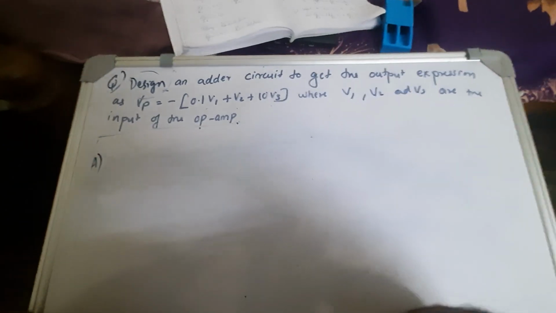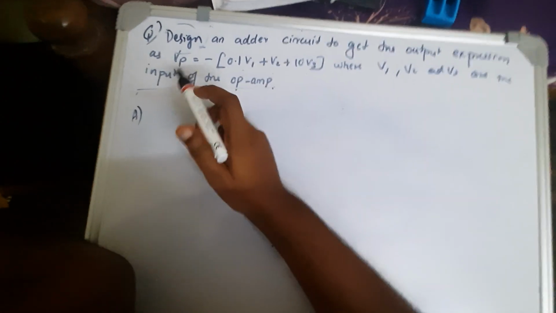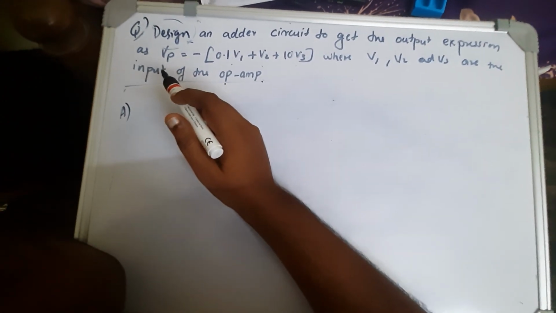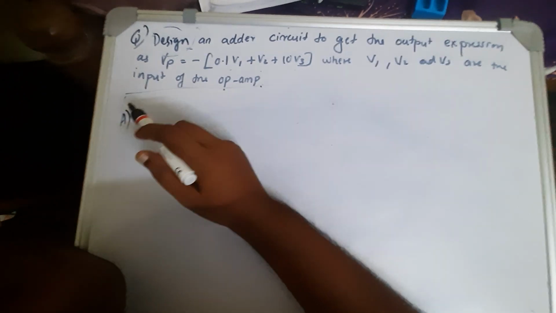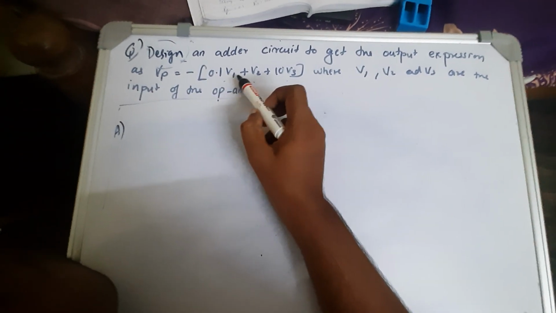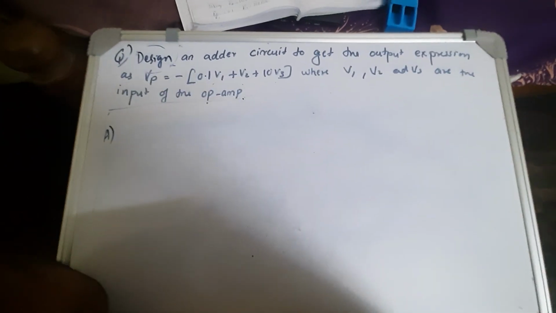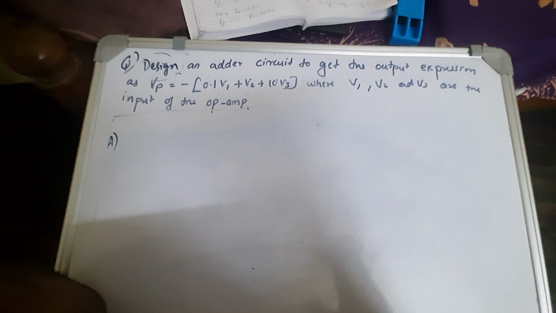Hi all, let's do a design problem with regard to op amp. So the question is: design an adder circuit to get the output expression as Vo equal to minus (0.1 V1 plus V2 plus 10 V3), where V1, V2 and V3 are the inputs of the op amp.